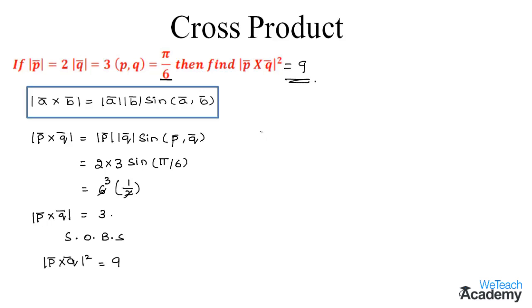So this was a basic introduction to cross product. Hope you understood the concept.